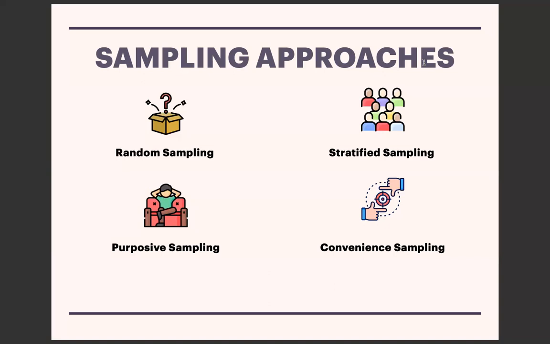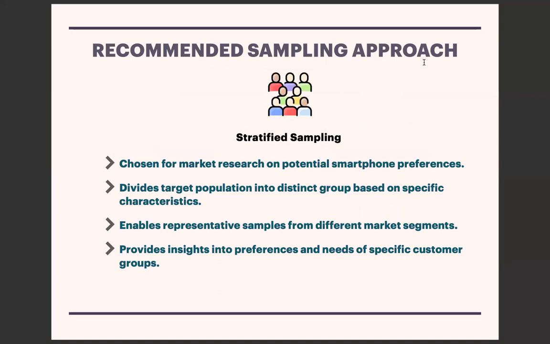So purposive sampling. Purposive sampling involves selecting participants who meet specific criteria relevant to the research. For our imported smartphones, purposive sampling allows us to target individuals who have a strong interest in technology, mobile devices, or specific smartphone features. This approach provides in-depth insights into their preferences, usage patterns, and expectations. However, it's important to acknowledge that the findings from purposive sampling may not be generalized to the entire population. So moving on to the next slide is the selection of sampling approach.